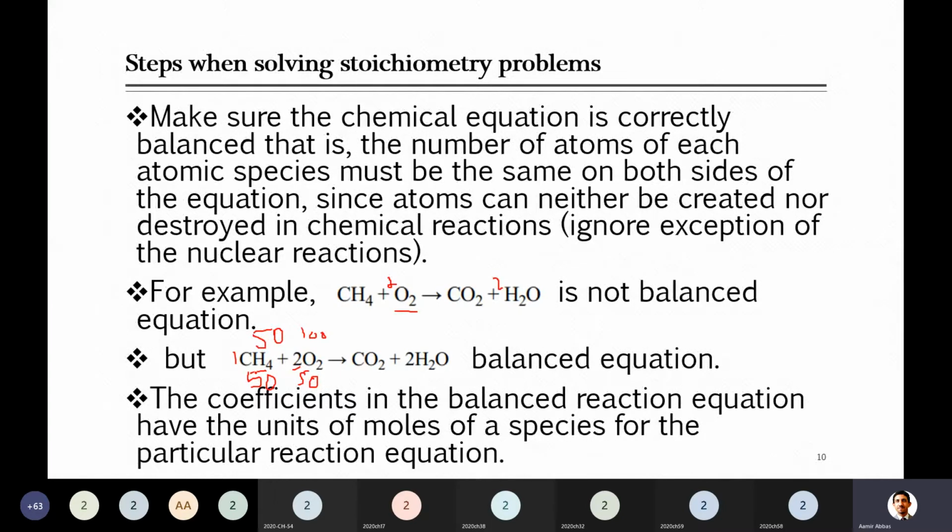This is not a complete reaction. Why are we calling it not complete? Not complete in the sense that all reactants are not converted to the product. Some reactants are just left.